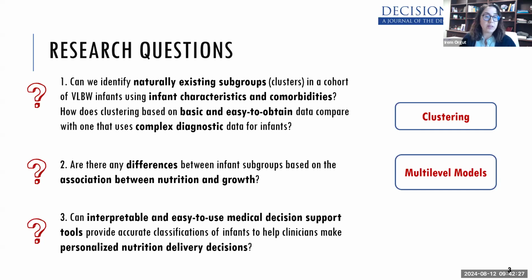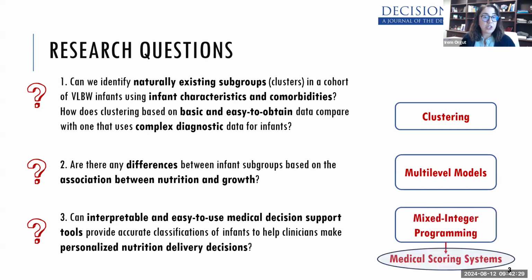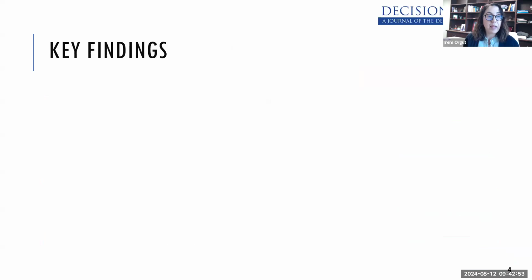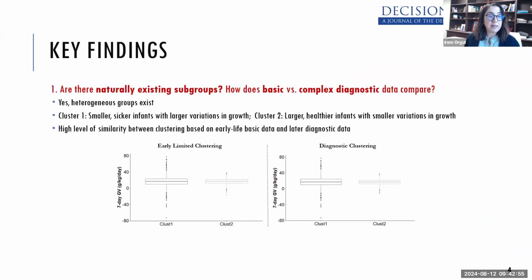So to answer this question, we used mixed integer programming models to develop medical scoring systems for clustering infants based on their characteristics, treatments, and diagnoses, taking into account the trade-off between model accuracy and sparsity. We used data from 115 very low birth weight infants born between 2011 to 2014 and admitted to Lurie Children's Hospital. So let's look at our key findings.